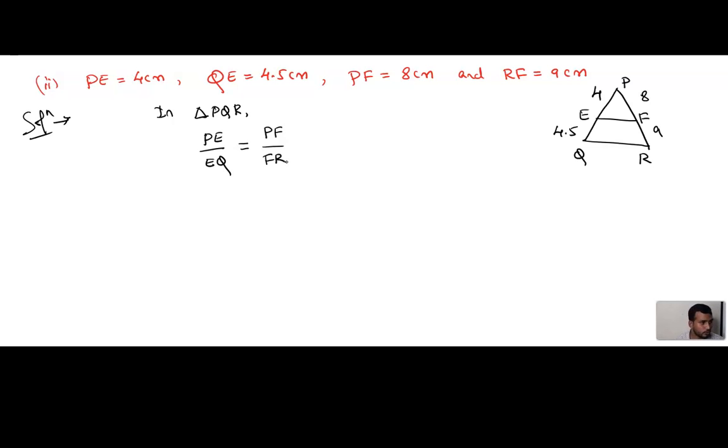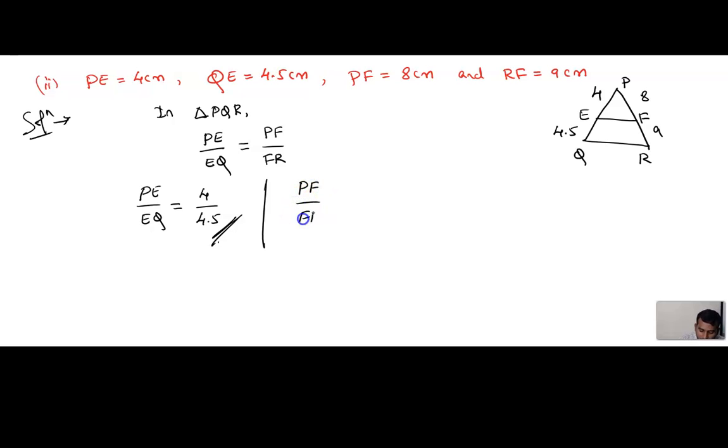Now let me substitute. Let me check whether these both are equal or not equal. Now I am doing separately here. PE by EQ is equal to, how much is PE? 4 by 4.5. 4 and 4.5 will get cancelled? 4 is an even number. 4.5 means 45, assume it is 45. 45 is an odd number. Even and odd will get cancelled? No, it will not get cancelled. Keep it as it is. समझ में आया? Understood?